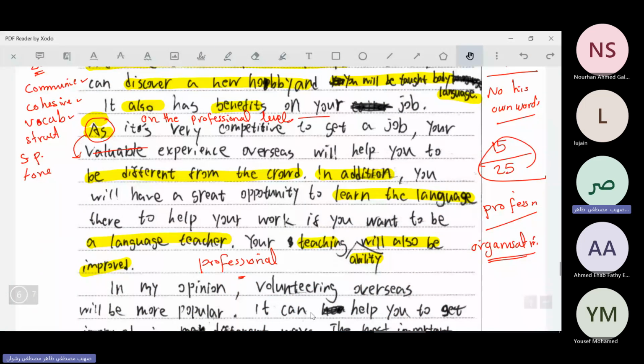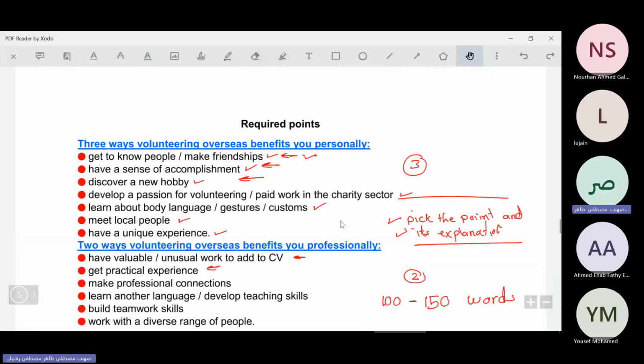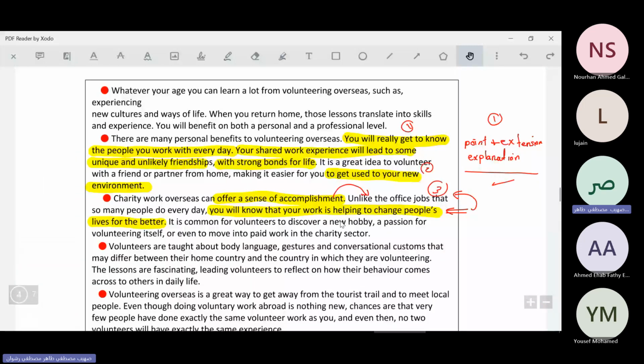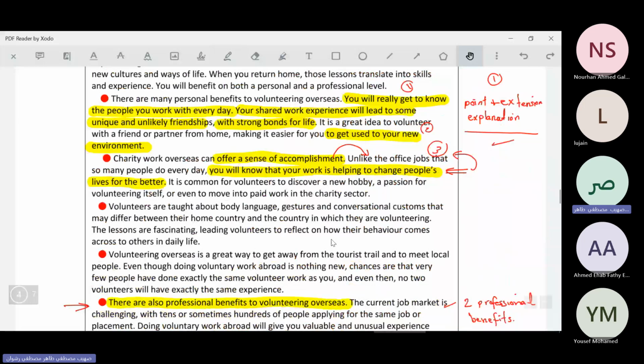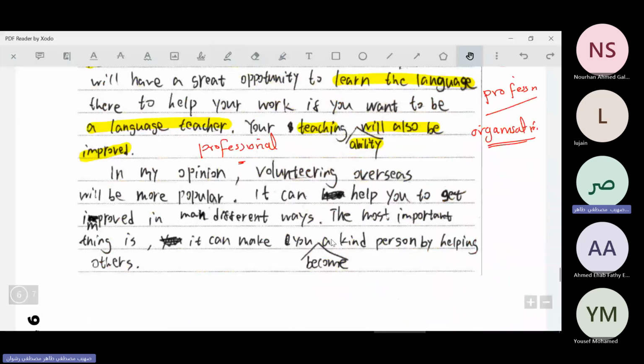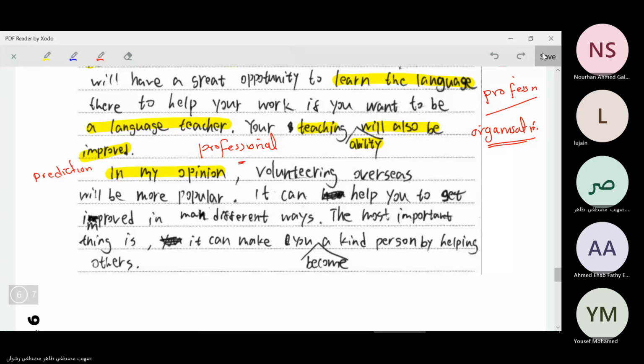Okay. The third bullet point is about giving your predictions on whether volunteering overseas will become more popular. Will volunteering overseas be popular, or you don't agree with that? Read, Ahmed, here is the prediction. Also, here starts the third bullet point referring that you will write about your predictions. Read, Ahmed. In my opinion, volunteering overseas will be more popular.